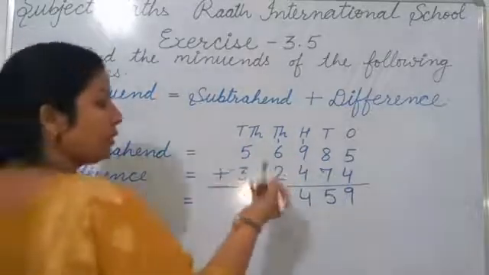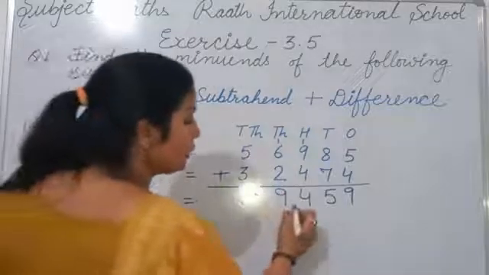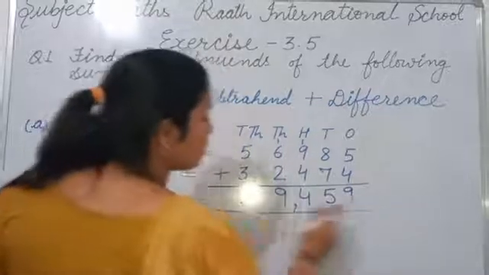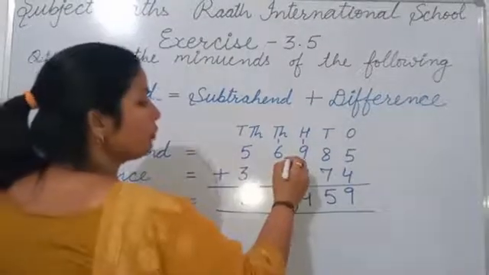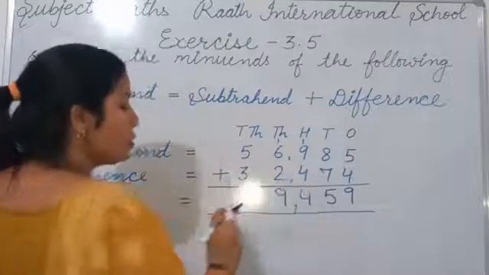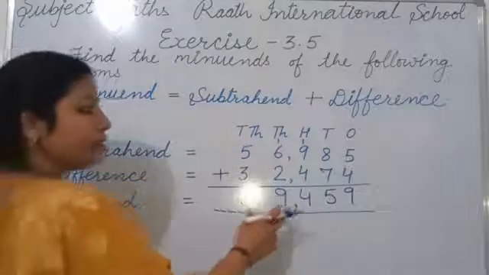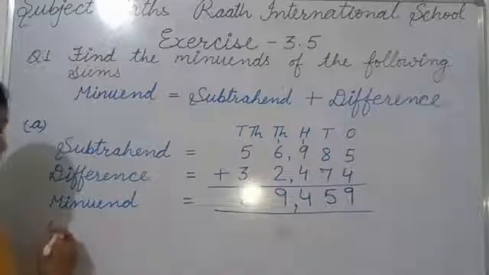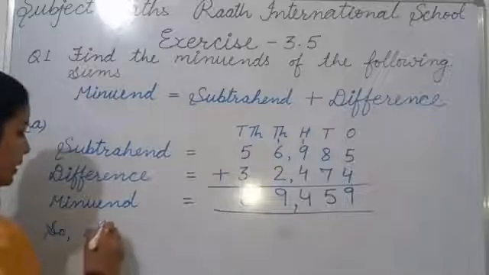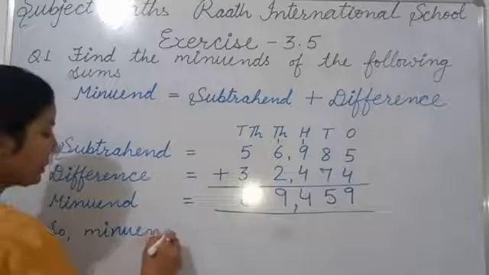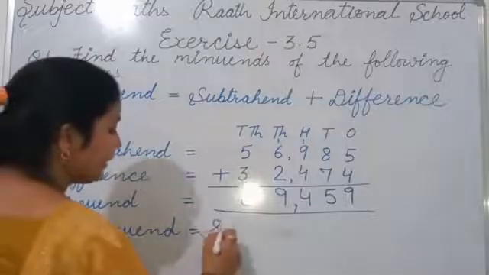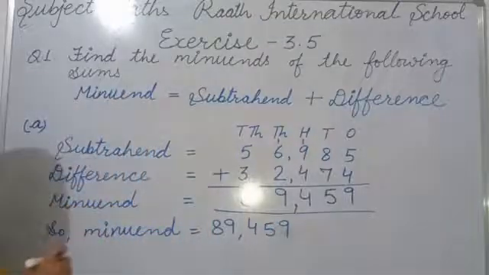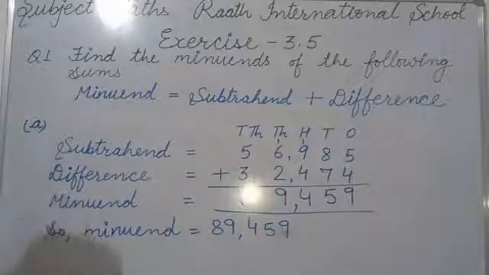So now your answer is 89,459. We can insert commas also here. In the question also, if you want to put commas, you can put them. So your minuend becomes 89,459. You can write here: minuend equals 89,459, because here it is asking for the minuend only. Same way we will do B part also. B, C, D are all the same.